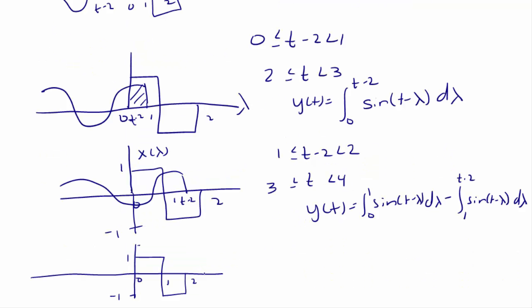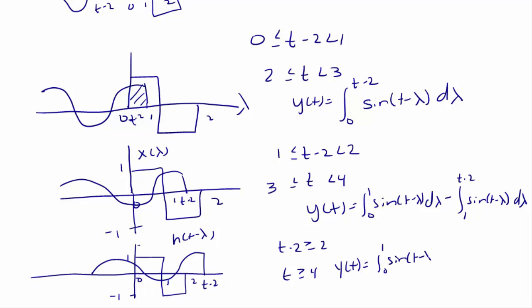Okay, the final region is where h of t minus lambda completely overlaps x of lambda. So here is h of t minus lambda. And then remember, the leading edge is t minus 2. So here we have t minus 2 is greater than or equal to 2, or t is greater than or equal to 4. So it's the sum of two integrals again. Y of t is equal to the integral from 0 to 1, sine of t minus lambda d lambda, minus the integral from 1 to 2, sine of t minus lambda d lambda.